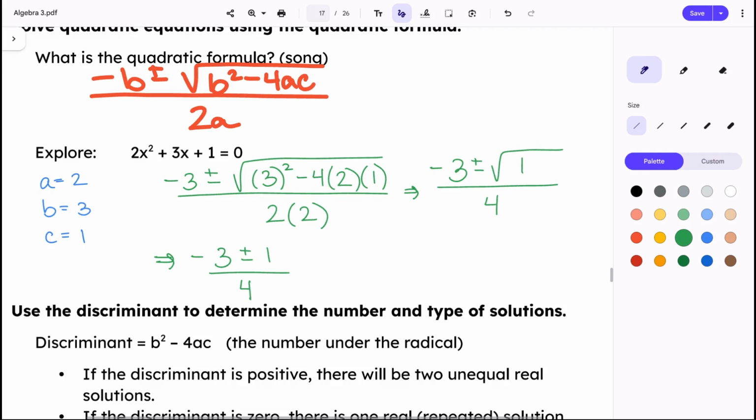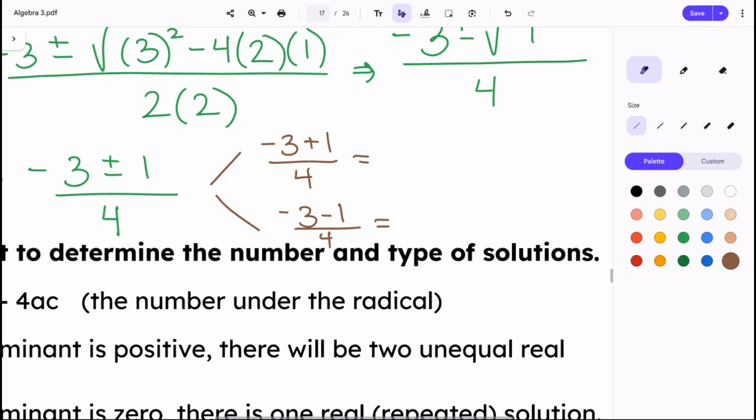Do you guys remember what you have to do here? You have to have 2 answers. So I always kind of split it off into the 2 ways that it can go. You can take negative 3 and you can add 1 and then divide by 4. Or you can take negative 3 and subtract 1 and divide by 4.